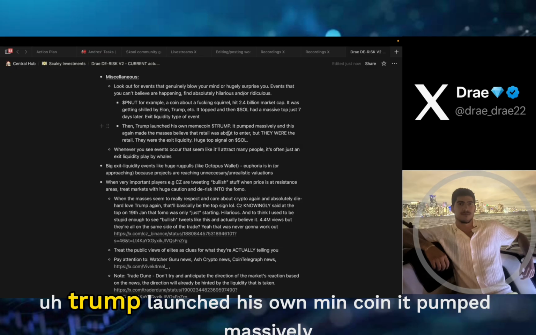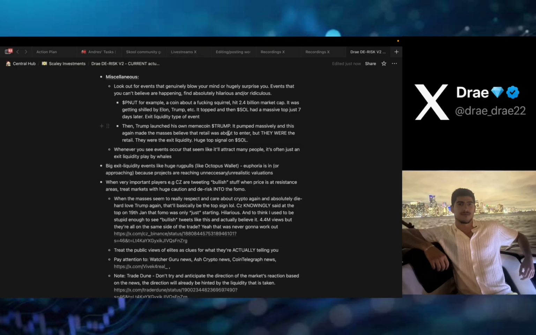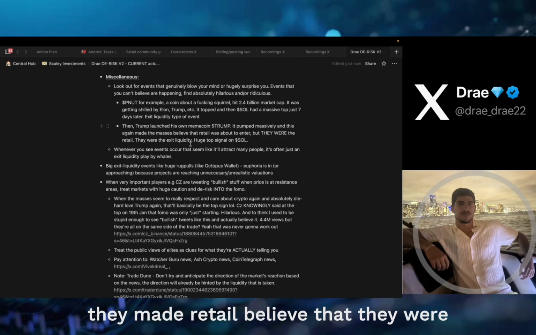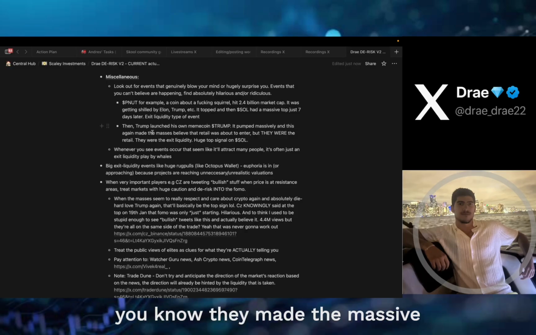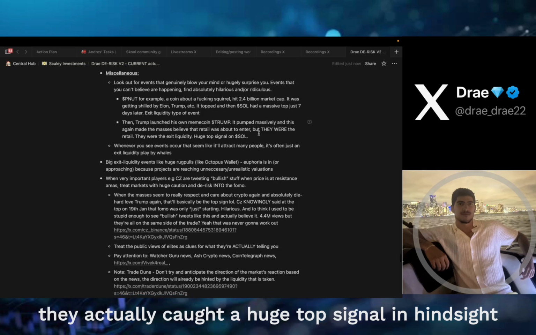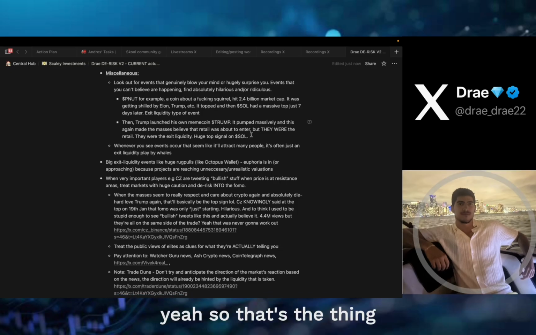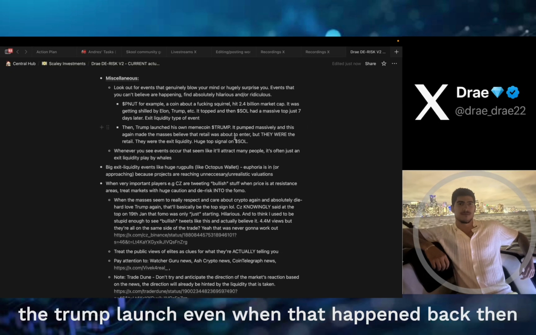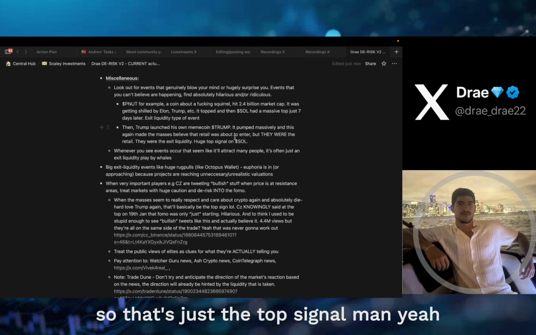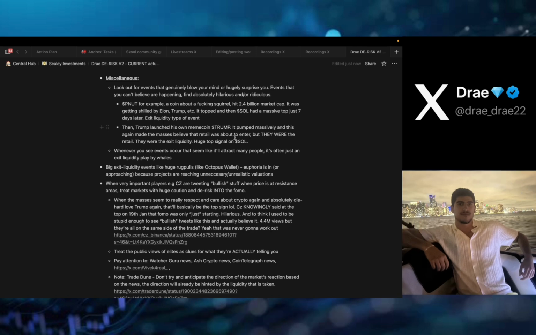Trump launched his own meme coin. It pumped massively. They made the masses believe that retail was about to enter, but they were the retail. They were the excellent liquidity, a huge top signal in hindsight. The Trump launch, even when that happened back then, I couldn't believe it. So that's just a top signal, man.